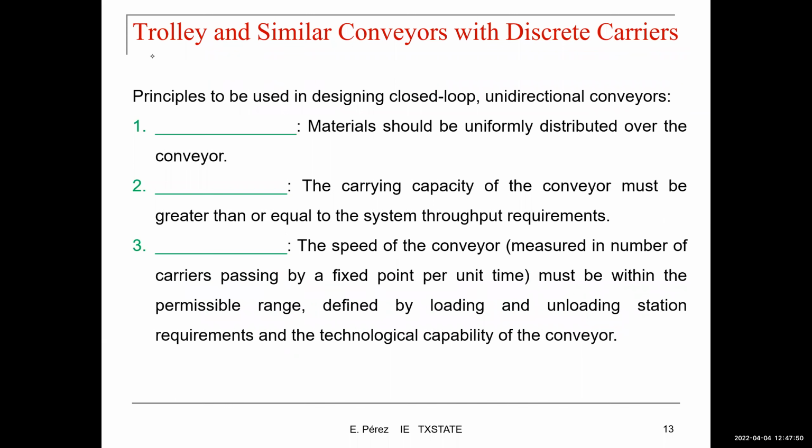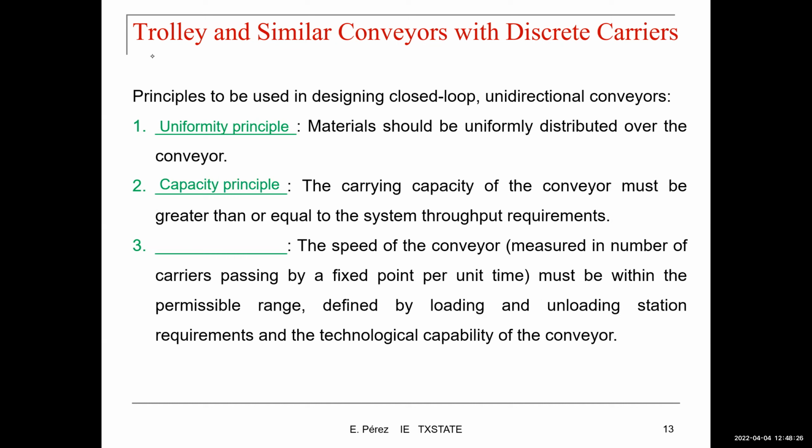The principles to be used in designing closed loop. So we're going back to this particular example of conveyor systems, the closed loop unidirectional conveyors. So what are the principles to be used? We're going to have the uniformity principle, which says the material should be uniformly distributed over the conveyor, right? So you're not going to have a bunch of them moving as a mountain around the conveyor. Separate them, which is typical.